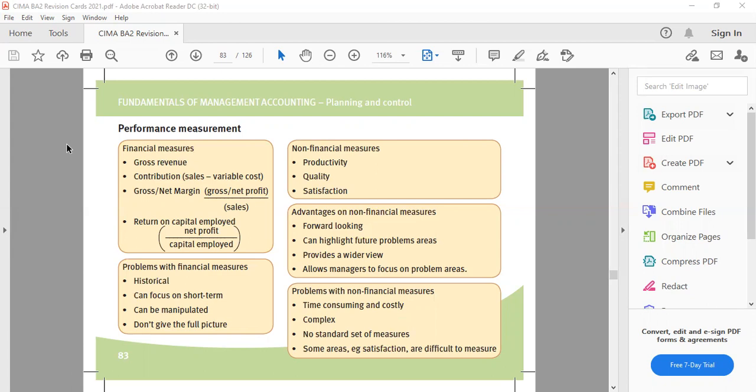It is time consuming and costly because there are other aspects also which have to be understood, analyzed, and measured. That it is complex. Financial, it is easy to understand. It is all quantitative. This is qualitative. It is not all the time in quantitative figures. Sometimes qualitative data also has to be considered. So it is complex, no standard set of measures. Some areas, for example satisfaction, are difficult to measure. So these are the problems of non-financial measures.